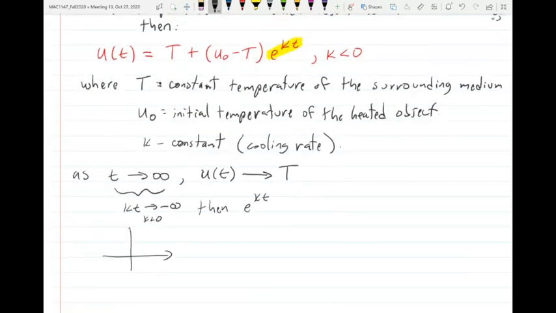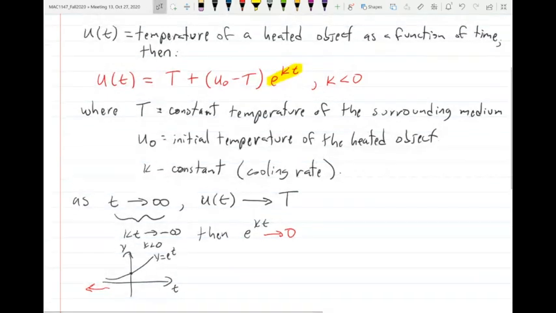Remember the function e to the x. And this is t and this is y, and this is e to the t. That's how the exponential function looks, right? Base bigger than 1 is increasing. What happens when the argument approaches negative infinity? When the input to the exponential function approaches negative infinity, it goes towards 0, right? So this term is going to go towards 0.